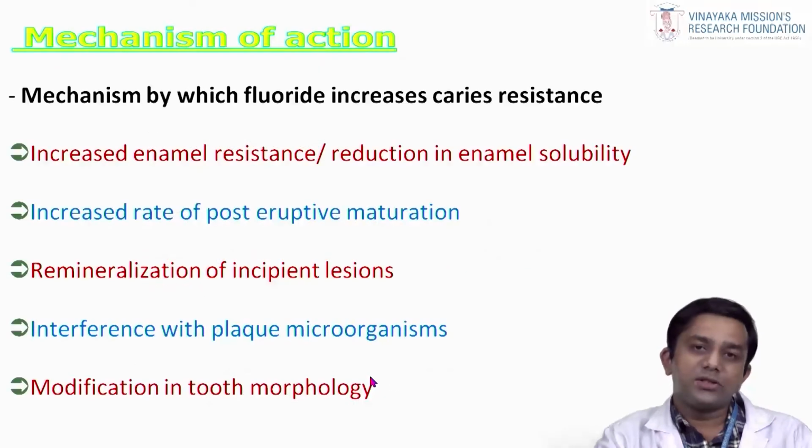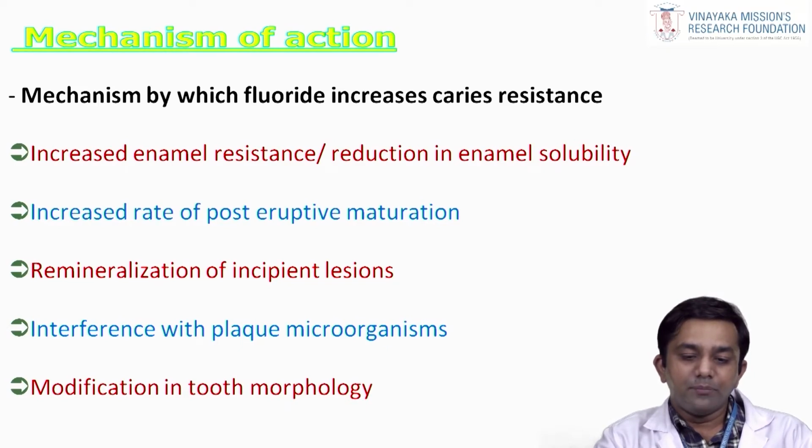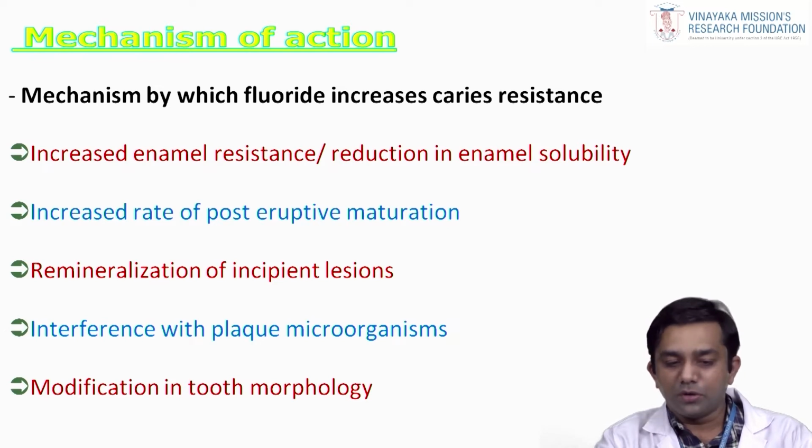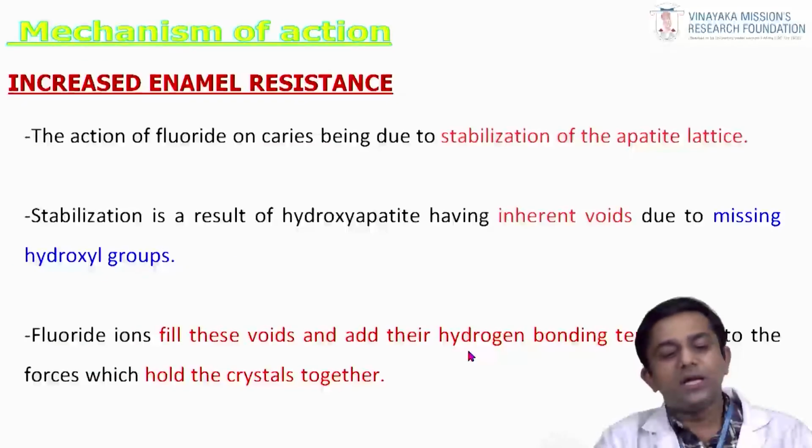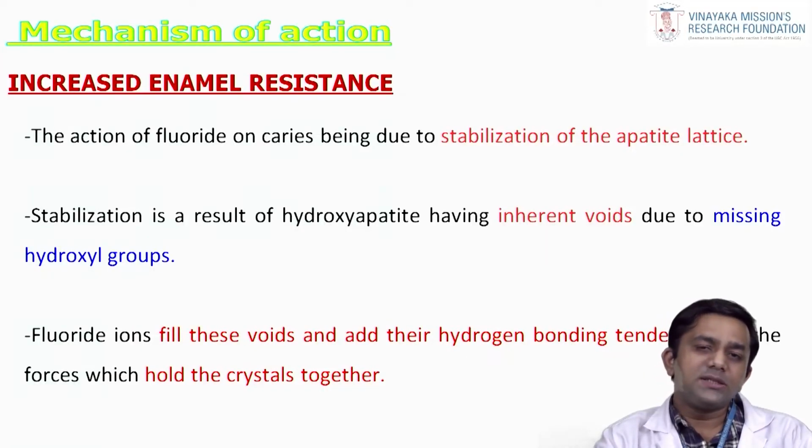Coming to the mechanism of action of fluorides, it is mainly by increased enamel resistance or reduction in enamel solubility, increased rate of post-eruptive maturation, remineralization of incipient caries lesions, interference with plaque microorganisms, and modification in tooth morphology. We will see one by one how fluoride helps in increasing caries resistance and how it prevents dental caries from occurring. First, we will see increased enamel resistance. What is increased enamel resistance?